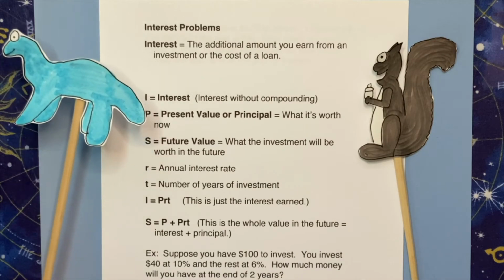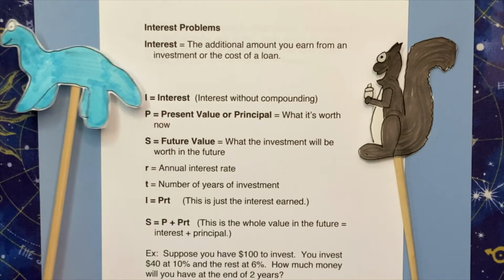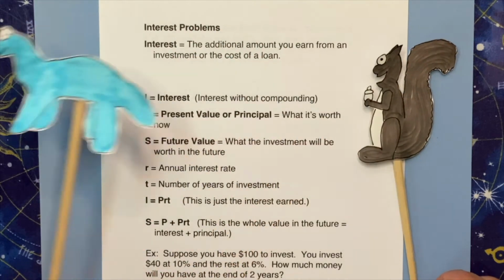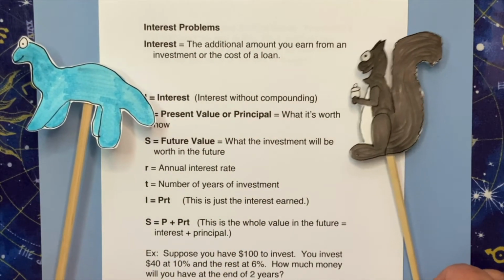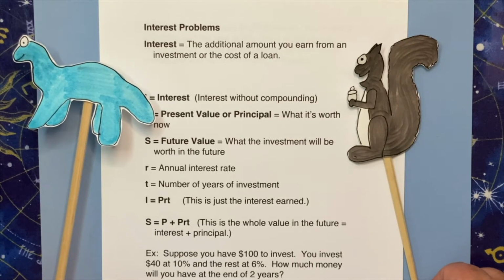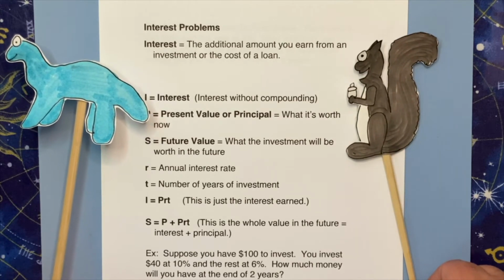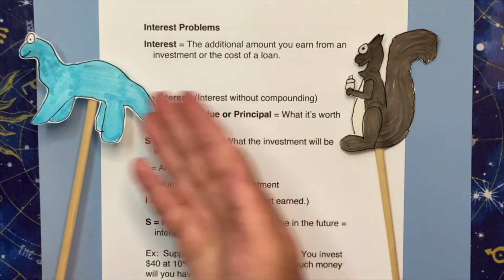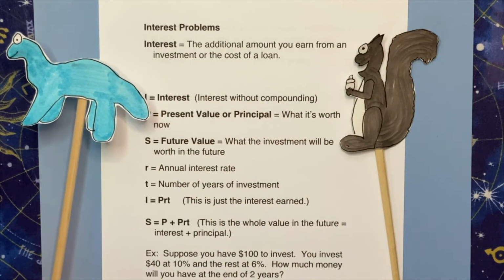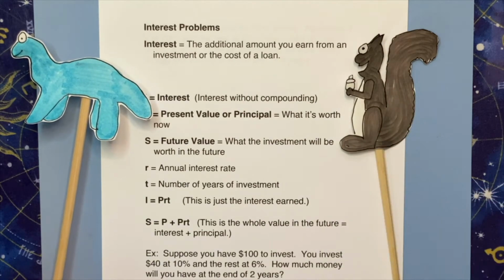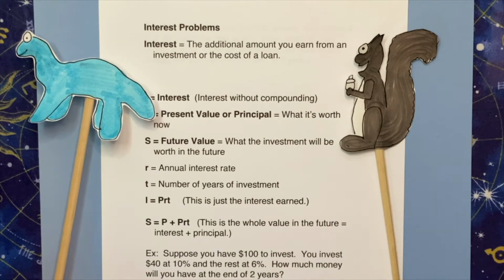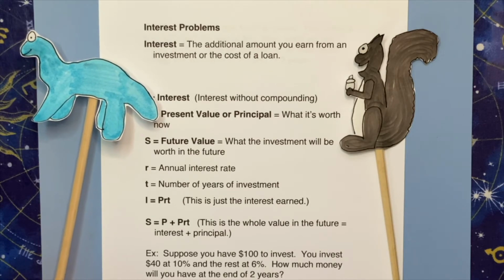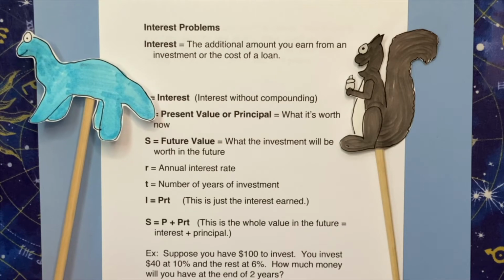I'll bring in Blue Dinosaur. Blue Dinosaur has all the money. And if he loans some money to Squirrel, then Squirrel will pay interest. If Squirrel goes to Blue Dinosaur and says, can I deposit some money there, put money in the bank, then the extra money that Squirrel earns is also called interest. So it's called interest regardless of whether you pay it or you earn it. It's just the extra amount.